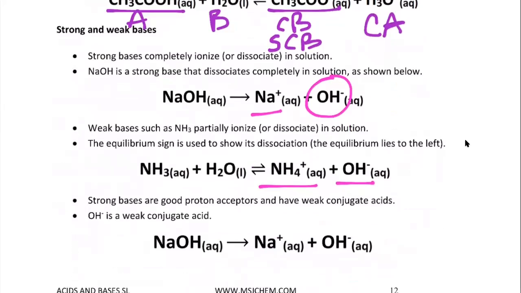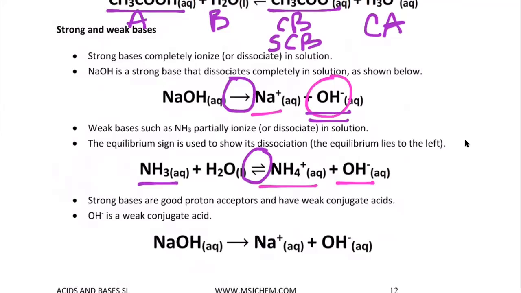So for bases, the basic concept is the same. If it's a strong base, it completely ionizes or dissociates. If it's a weak base, it partially ionizes or dissociates. You're still going to have the regular arrow for the strong ones, the equilibrium double arrow for the weak ones. What's going to be different on this one is that instead of producing hydrogen ions, we're going to be producing hydroxide ions because we're talking about bases, not acids. And so that's why over here you can see the hydroxide ion, for the equation where we've added the water in.